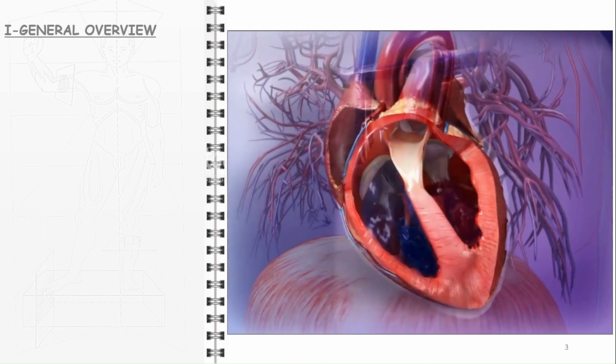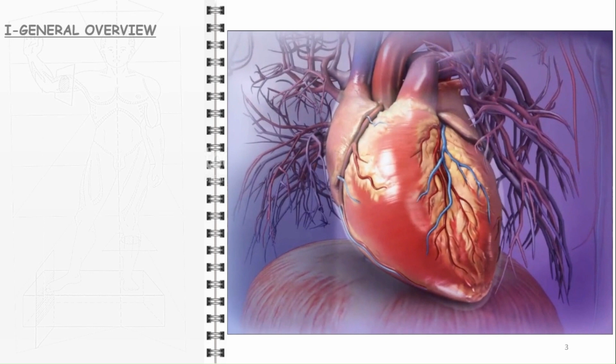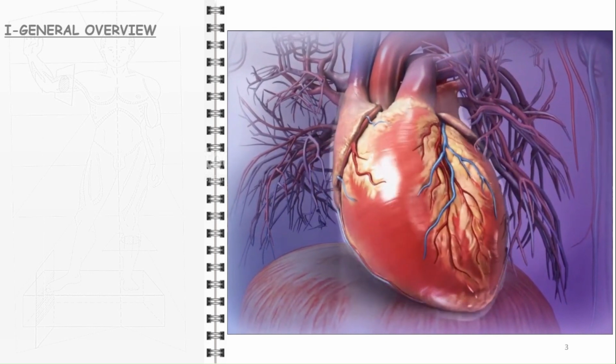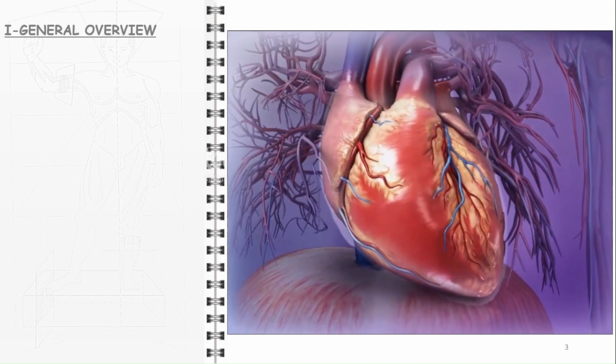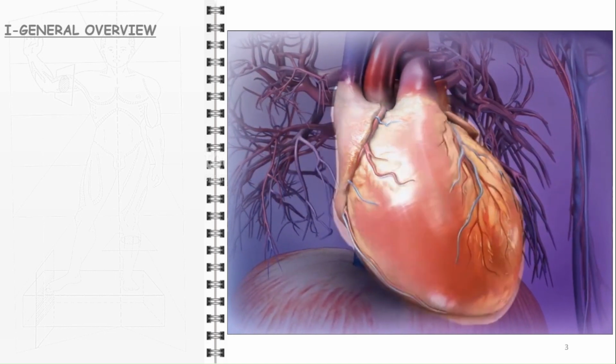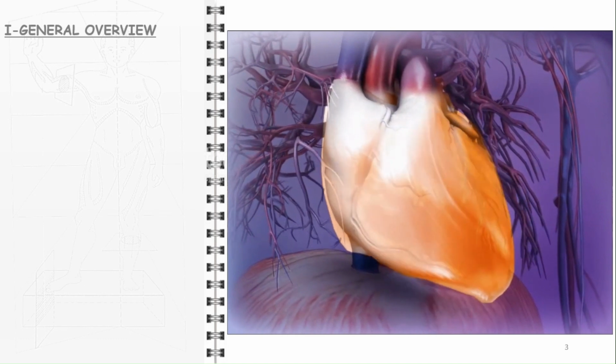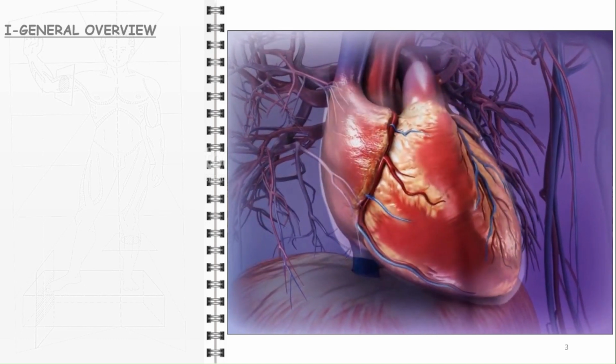This dual pump system operates through a series of valves, ensuring one-way flow and efficient circulation. The heart beats around 70 times per minute, controlled by its own electrical conduction system. Though small in size, the heart plays an enormous role in sustaining life.